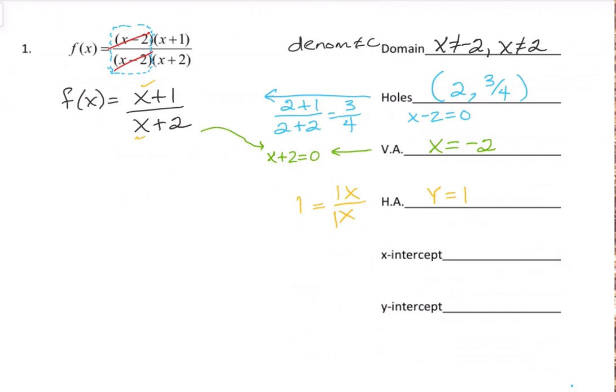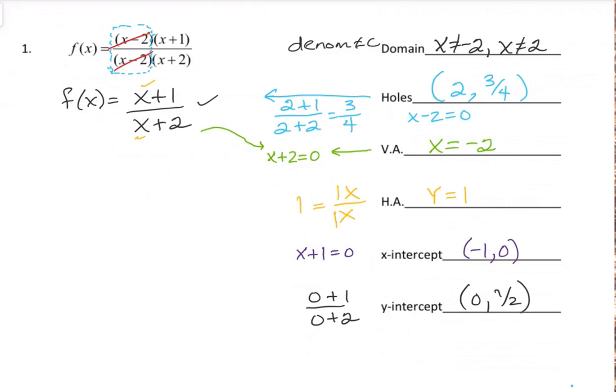For my x-intercept, remember we talked about the little shortcut in setting this function equal to 0, that I just need to set that numerator equal to 0 of the simplified version of the function. So I've got an x-intercept at (-1, 0). And finally, for my y-intercept, I want to plug 0 everywhere I see an x. And again, for this, I'm going to use that simplified version. So 0 plus 1 over 0 plus 2 gives me a y-intercept of (0, 1/2).